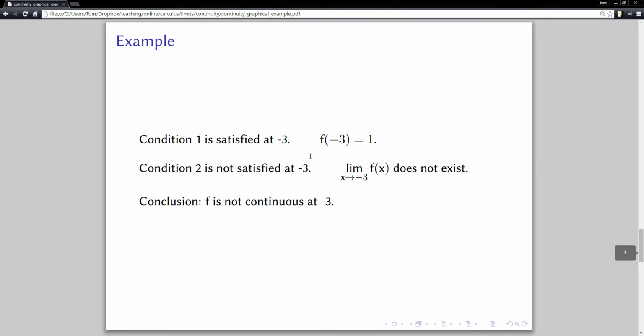So here's our conclusions. f of -3 was equal to 1, so that was good. Condition 1 was satisfied. Condition 2, though, the limit as x goes to -3 of f of x did not exist. So as soon as we got that, our conclusion was f is not continuous at -3.